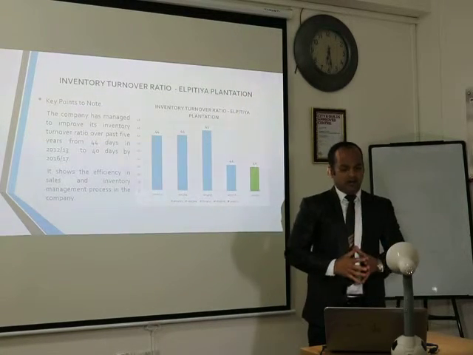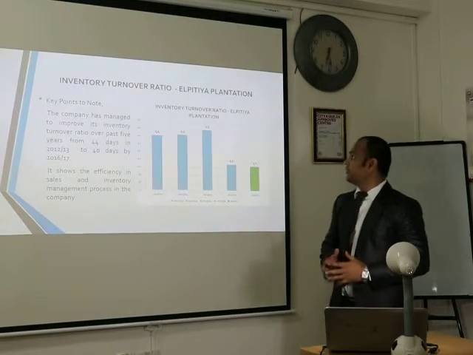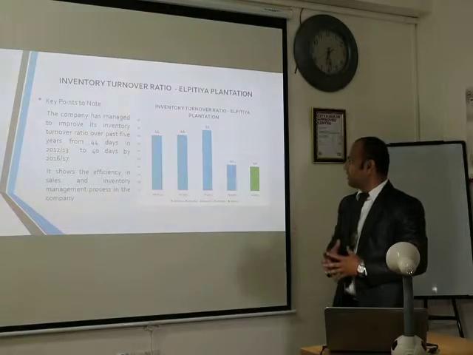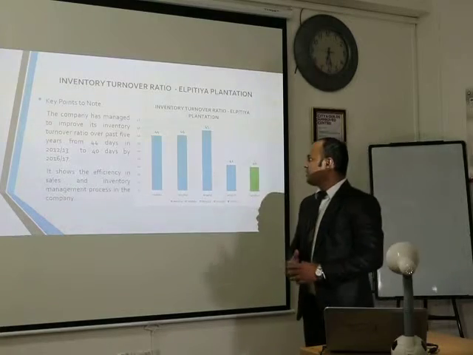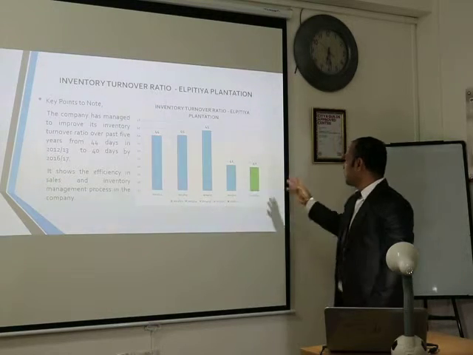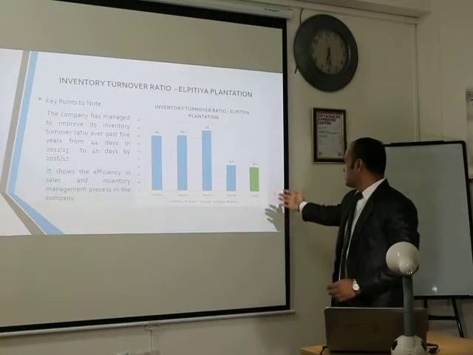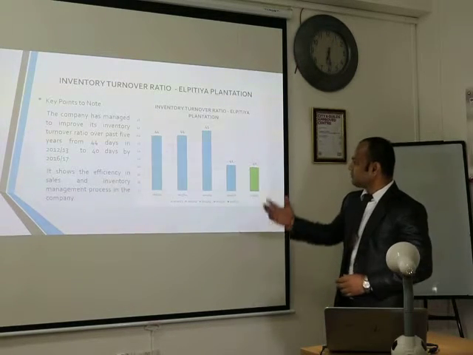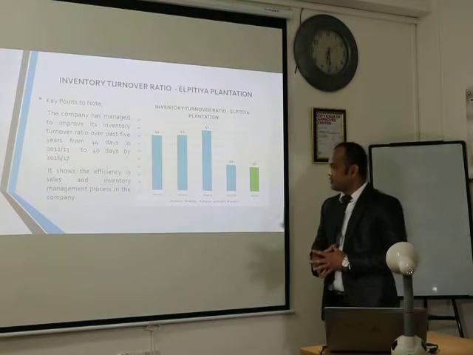And next, my next focus area is the inventory turnover ratio. This ratio represents how long it takes inventory to convert into sales. As shown in the graph, initially it was 44 days in 2012, and the company managed to bring down the ratio to 40 days by 2016, which is a great achievement, and the company has managed its inventory and other aspects efficiently to achieve this.